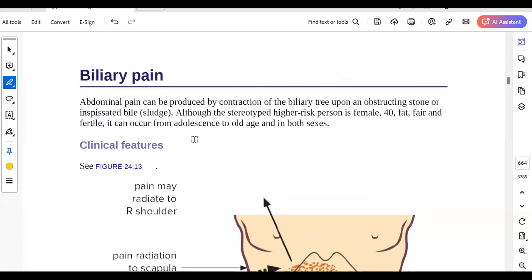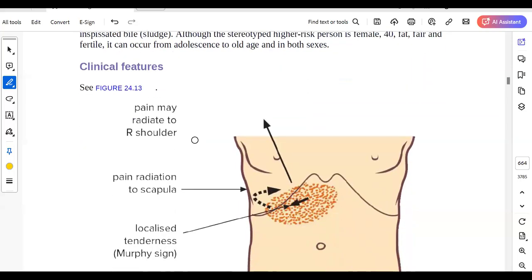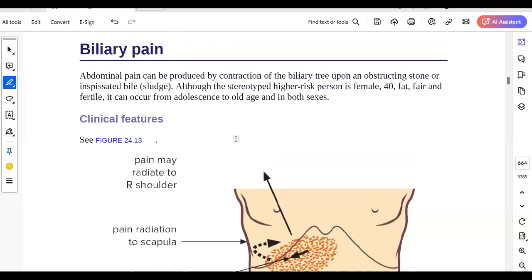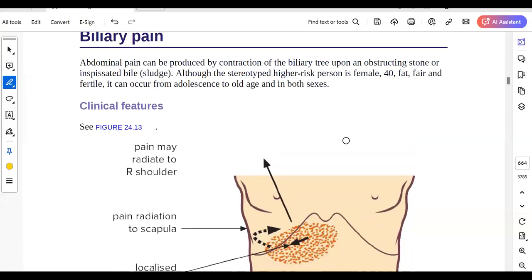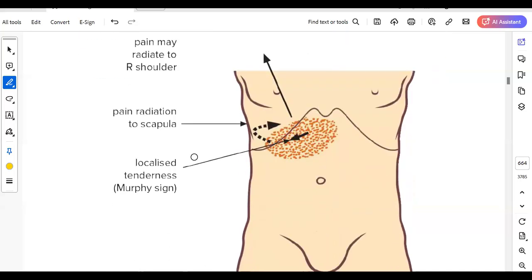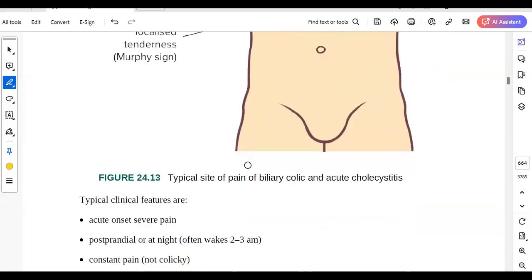So we finished up to this, starting with the biliary pain. Biliary pain means it's coming from the gallbladder. Most of the time it is a gallstone which causes this biliary pain. It's common in female, 40, fat, fair, and fertile, but it can be there in any patients. It's not always like this.